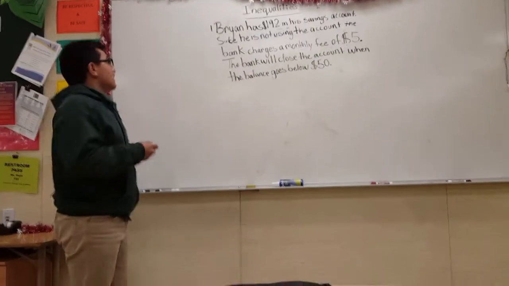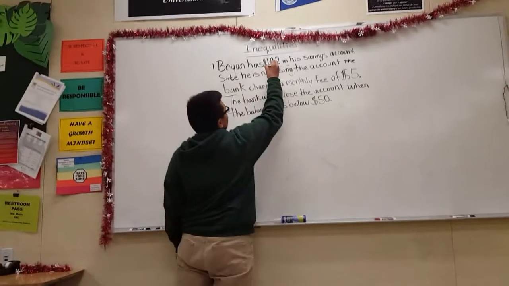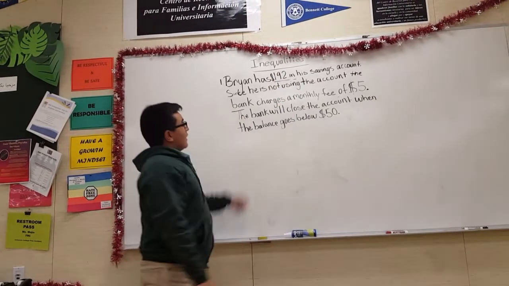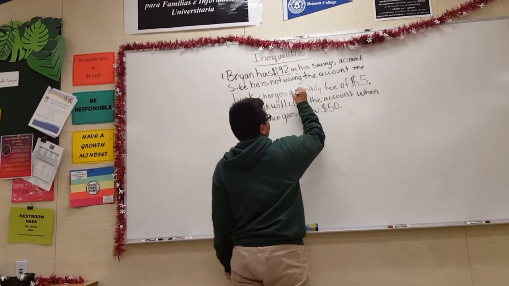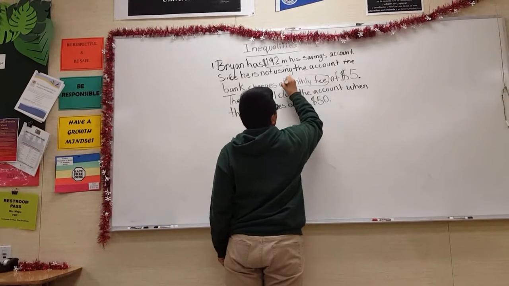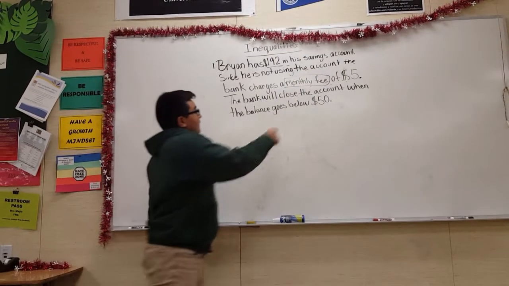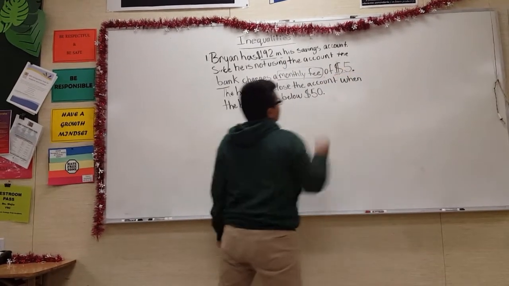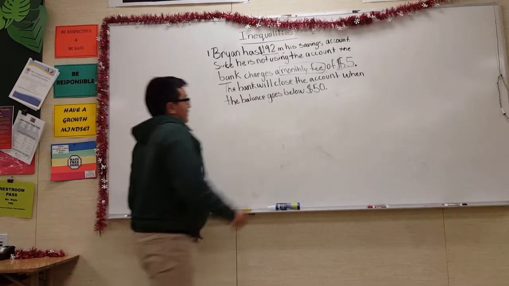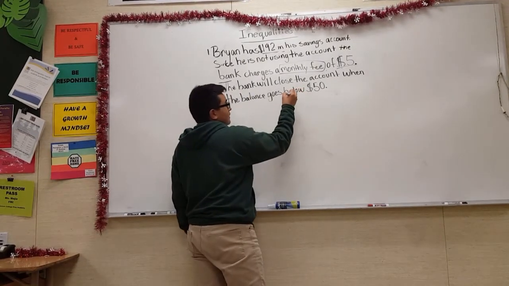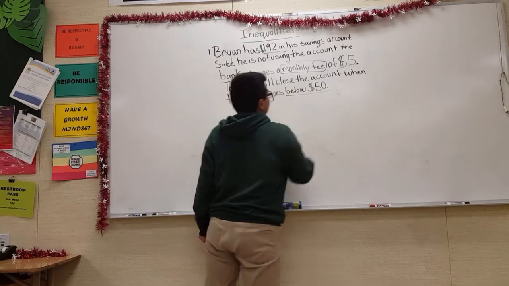We will now annotate. 192 is one of the important pieces of information as it's a core number. A monthly fee is also important because this will show that we need a variable as it's not specific. $5 will be what the variable is multiplied by. And then on the other side of the symbol will be below 50.